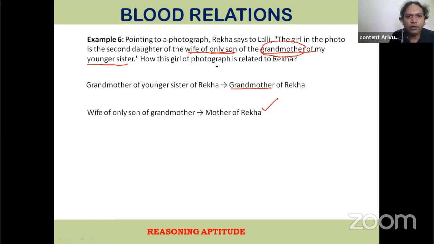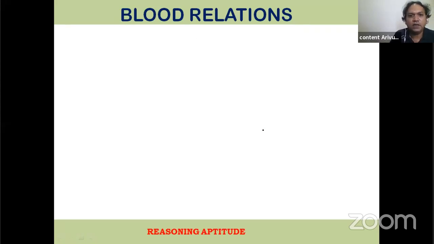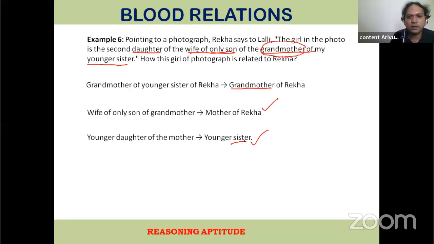And the girl in the photograph is the second daughter, basically daughter of mother. Younger daughter of mother means younger sister. Second daughter of mother, so younger daughter, younger sister. But sister is sufficient as the answer. So therefore the answer is sister. Who is the girl in the photograph? That girl in the photograph is Rekha's younger sister. That would be more precise as an answer, but we can take sister as the answer itself.